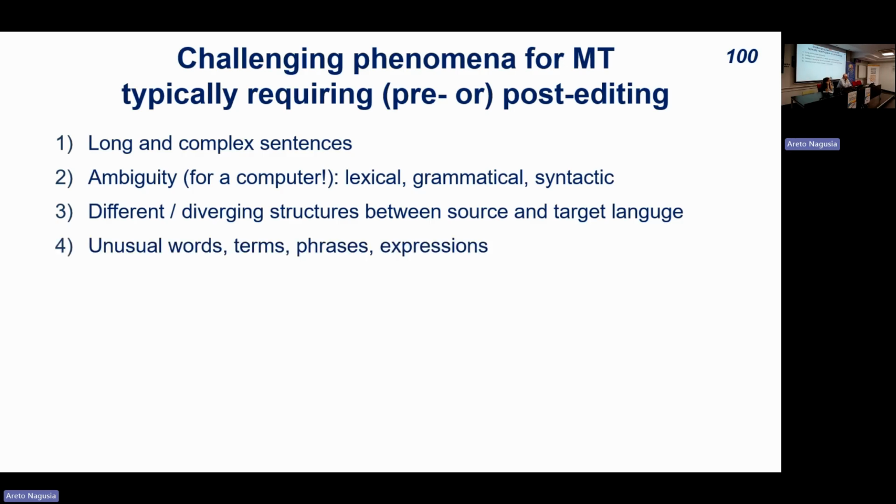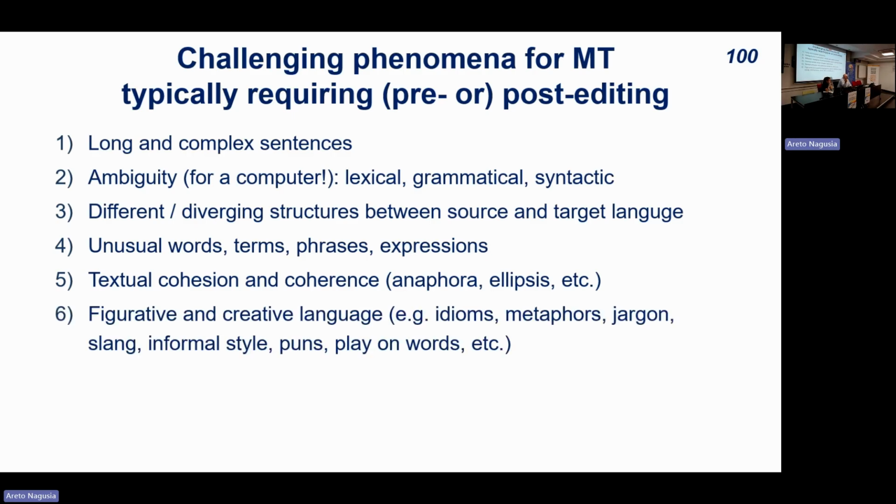Unusual words, terms, phrases, and expressions, which probably goes back to the point of variance. Even within official standard varieties, there are some dispreferred uses or some rare words or some unusual constructions. They're likely to be handled with some problems by state-of-the-art MT. Textual cohesion and coherence, phenomena like anaphora, cataphora, ellipsis, still quite difficult when the training data is not really very extensive. Figurative, creative language, and how often there are metaphors or some sort of informal style or puns or play on words in the text that we process. Obviously, much of this can get mistranslated or simply be lost in MT processing.